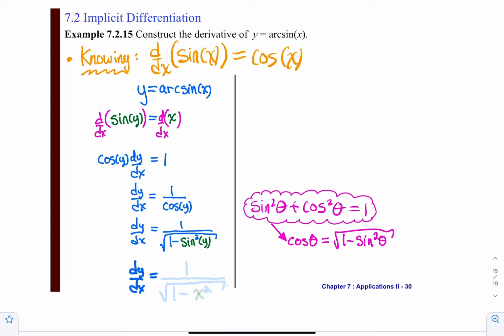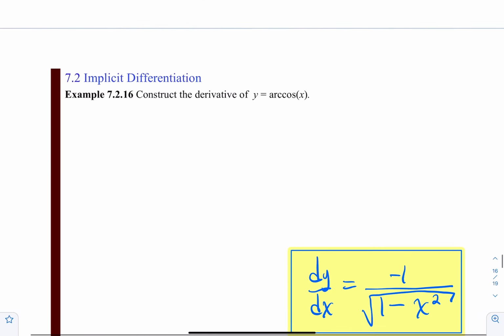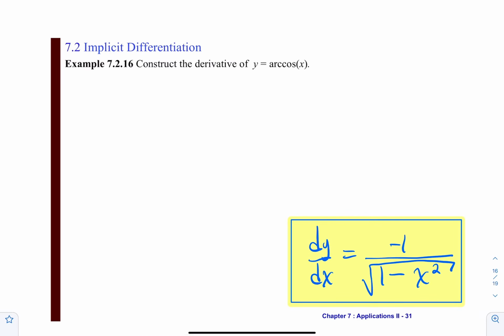The derivative of arc sine is 1 over the square root of 1 minus x squared. As an exercise, I strongly suggest that you try it on your own. If you just follow the template for arc sine, you're going to get almost the exact same solution, but you can verify on your own.